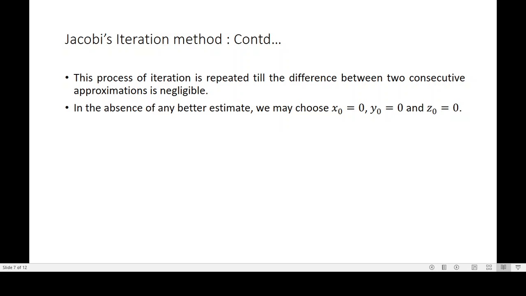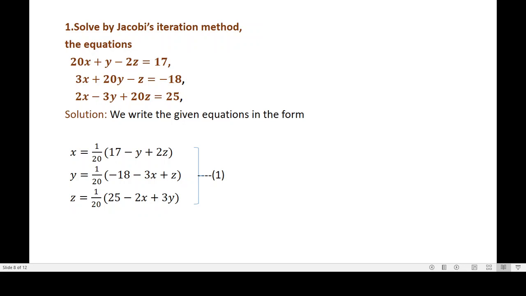Now let us solve one problem using Jacobi's iteration method.